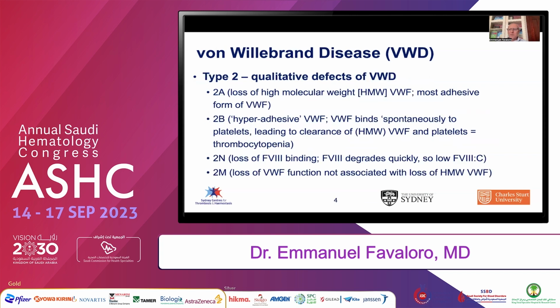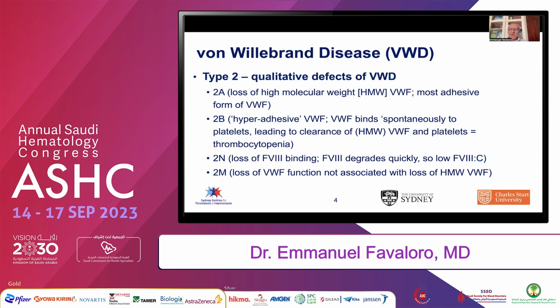In type 2 von Willebrand disease, there are four subtypes. You have type 2A, where you have a loss of high molecular weight VWF, and high molecular weight VWF is the most adhesive form of von Willebrand factor, or the most functional. In 2B, you have a hyperadhesive form of von Willebrand factor, where VWF binds spontaneously to platelets, leading to clearance of high molecular weight VWF and also platelets, so you might get a mild thrombocytopenia. In 2N, you have a loss of factor VIII binding, so the factor VIII degrades very quickly, so you have a low level of plasma factor VIII.